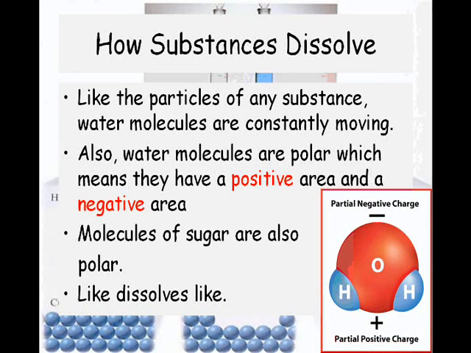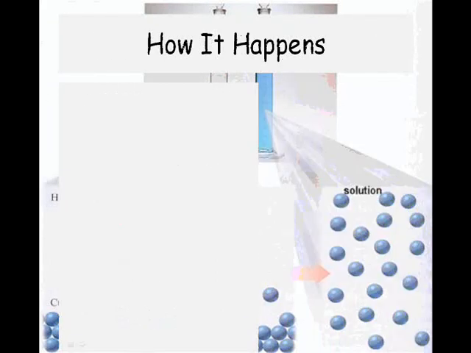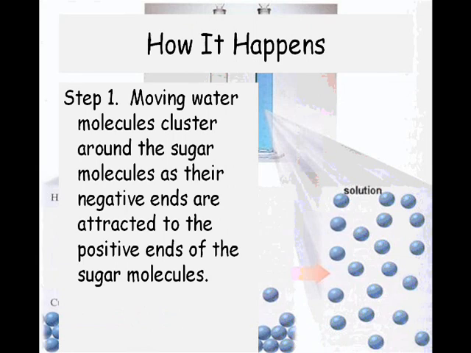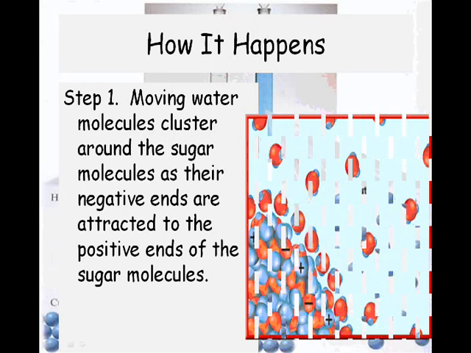And so this is the partial charge I was telling you about: the hydrogens are going to have a partial positive, and oxygen a partial negative. So I'm just going to show you some pictures. You don't have to write these down. I'm just trying to help you see what happens.